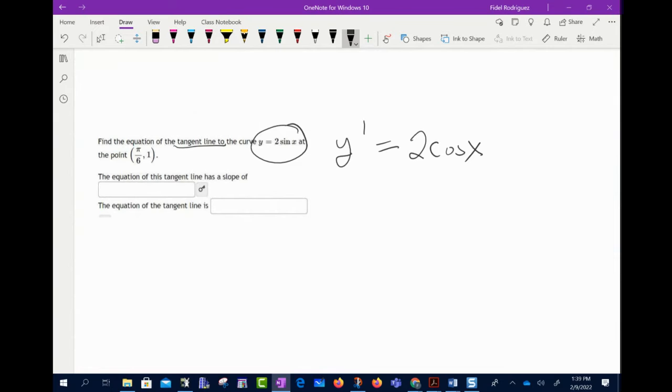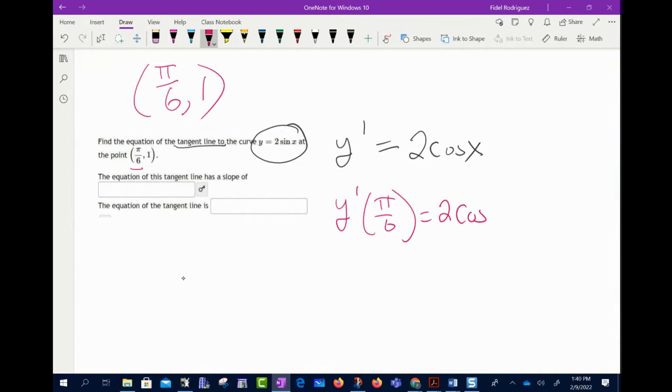Now, the other thing I want to mention is, remember the point that they gave us? The point they gave us was pi over 6 and what? And 1, right? So if the point they're giving me is pi over 6 and 1, isn't this my x value right here, guys? That pi over 6? So I need to find the derivative at pi over 6. So I'm going to take the cosine of pi over 6.